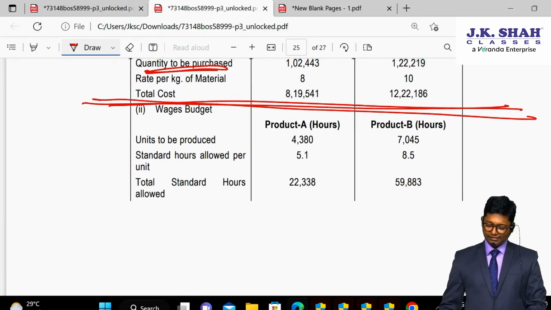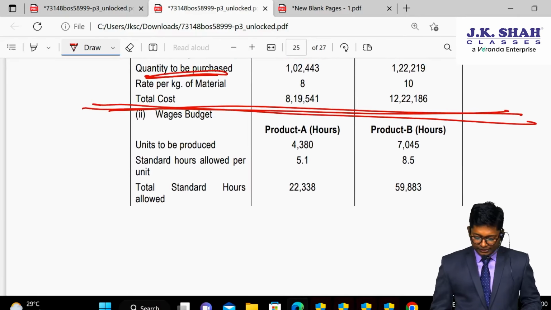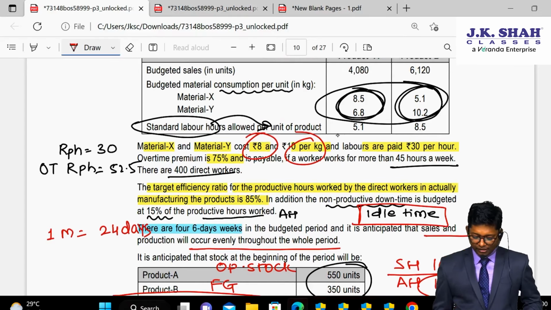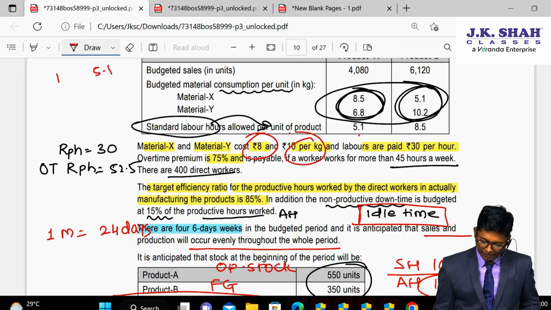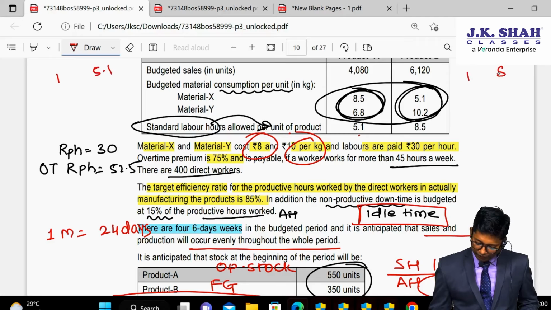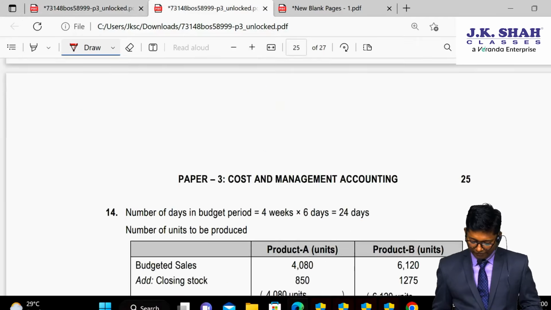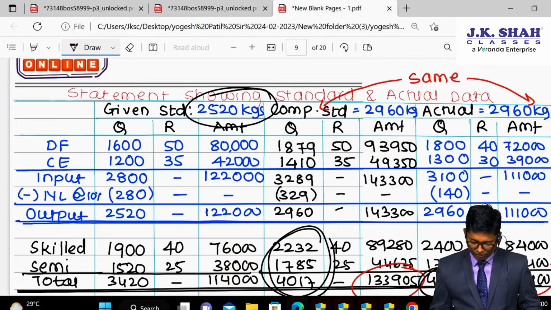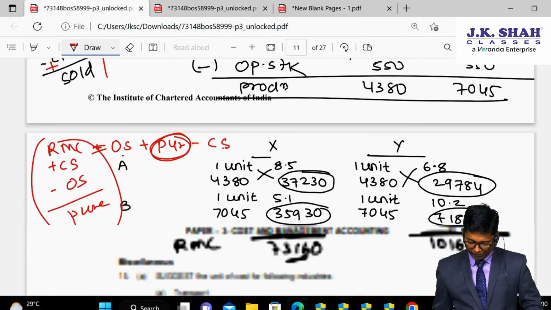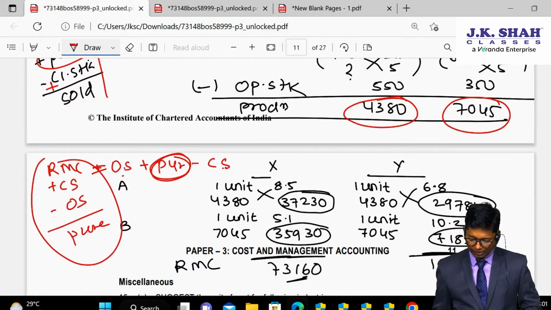Wages budget. Okay. Now unit-wise, the number of hours required is given. 1 unit requires 5.1, correct, and the second 1 unit requires 8.5. How many units we have decided to produce in our solution, we have already computed. The number of units to be produced are 4380 and 7045.